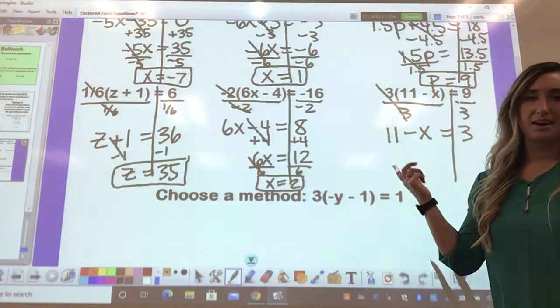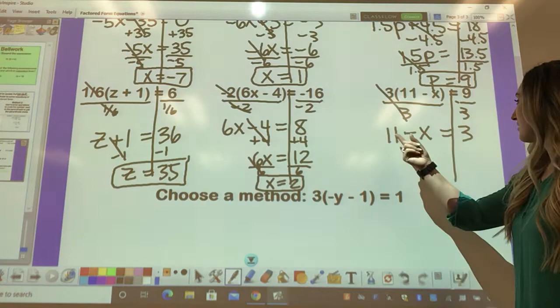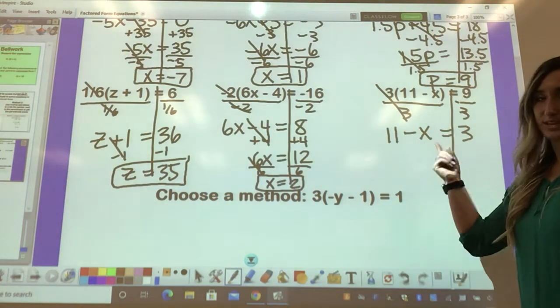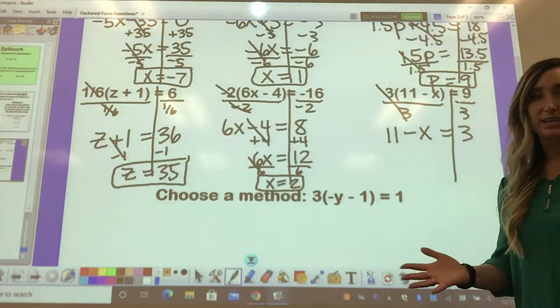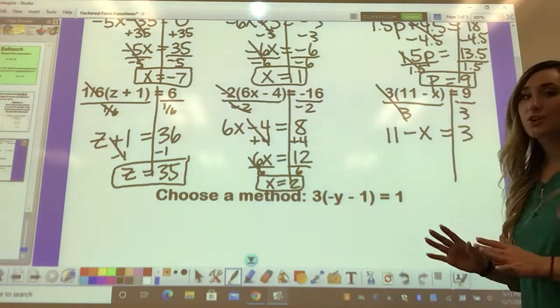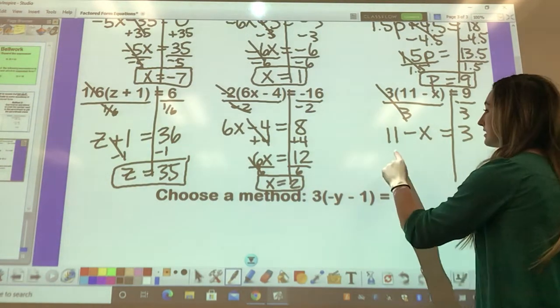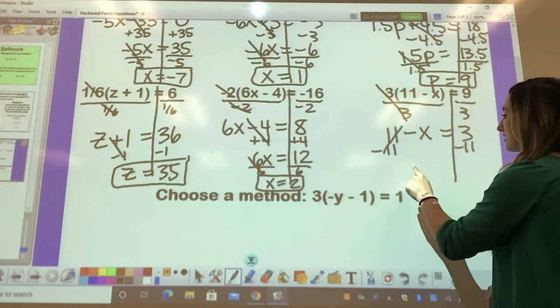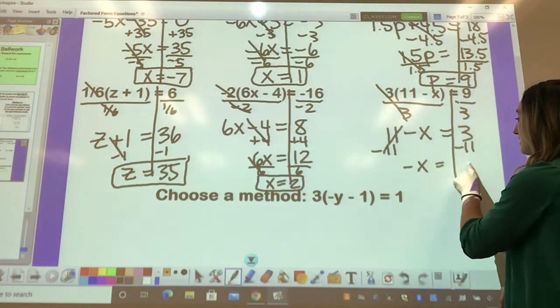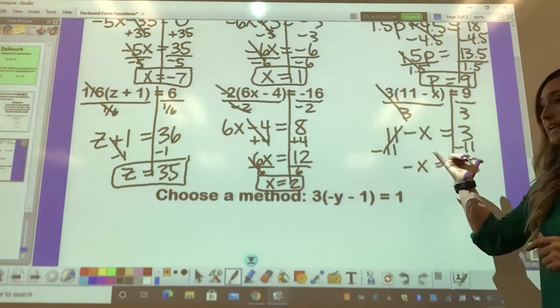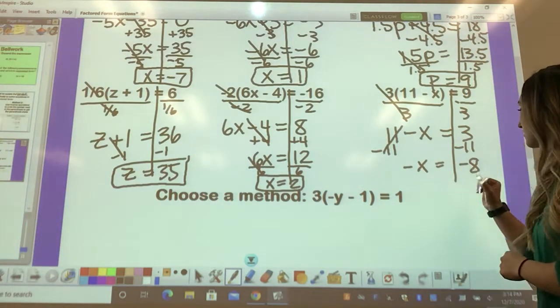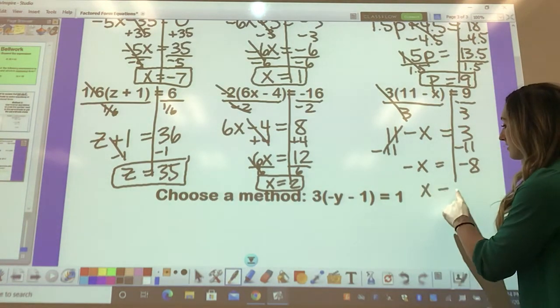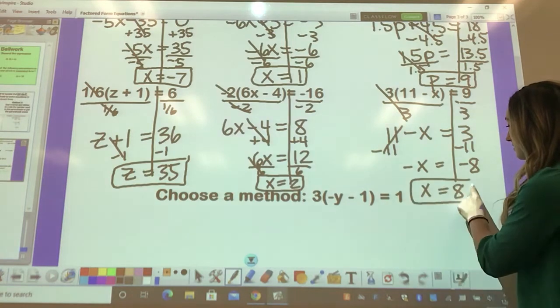And from here, I would say, hopefully you can just know 11 minus 8 is what gets us to 3. So x does equal 8. But just to show you the steps, this is how you would technically do it. Subtract 11 on both sides, leaves us with -x equals -8. And then take the opposite of both sides. If -x equals -8, then x equals +8.